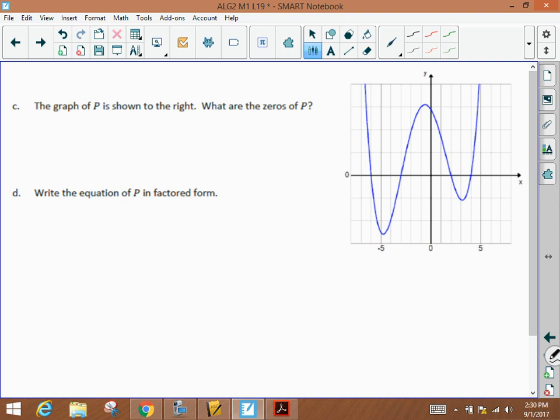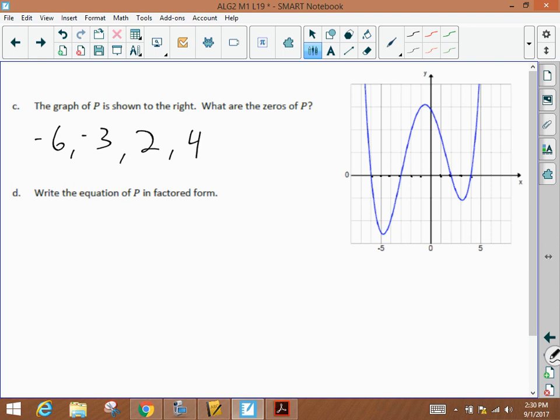What are our x-intercepts here? It looks like there's one here at 1, 2, 3, 4, 5, 6, so negative 6. And then there's one here at 1, 2, 3, negative 3. There's also one here at 1, 2, positive 2. And then also one here at 1, 2, 3, 4, positive 4. All right.